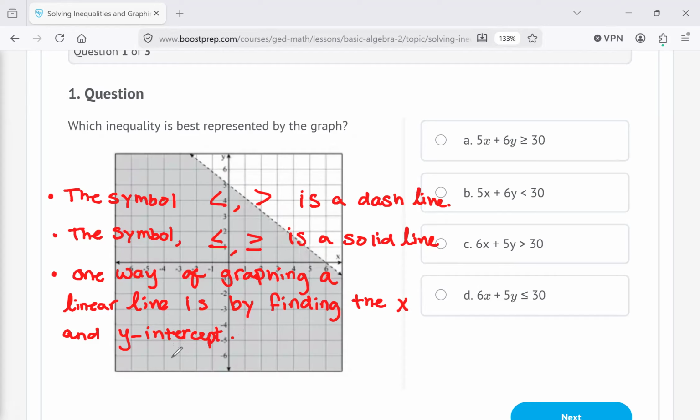So you're probably thinking, what does that mean? X and y-intercept, how do you find that? So let's talk about that. So to find the x-intercept, now this applies for all graphs. It doesn't matter if it's linear or not. But to find the x-intercept for any graph, set y equals 0 and solve for x.